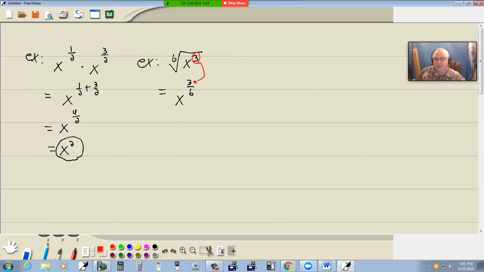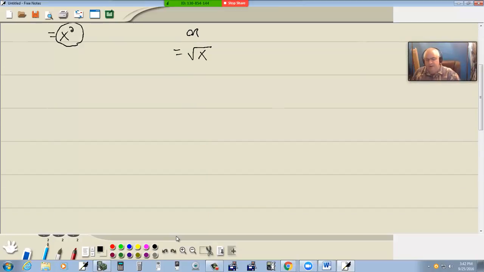Whatever power is here goes up on top. Whatever your index is goes down below here. Now once I put it in that form, 3/6 is 1/2. So that'd give us x to the 1/2. Or if you put it back in the radical form, that would be the square root of x. So again, sometimes it's necessary to put it into fractional power form temporarily until you can do some simplifying.